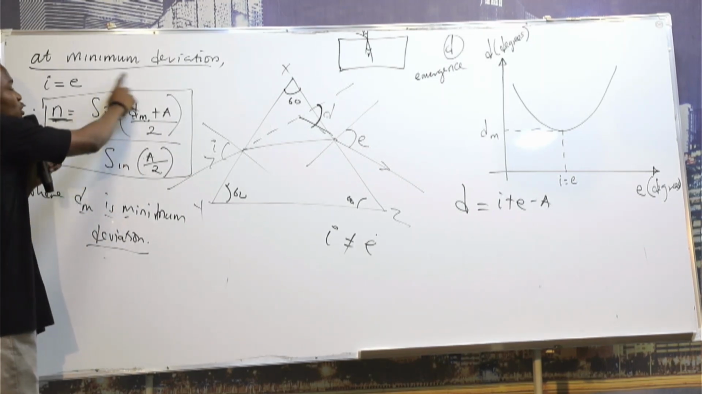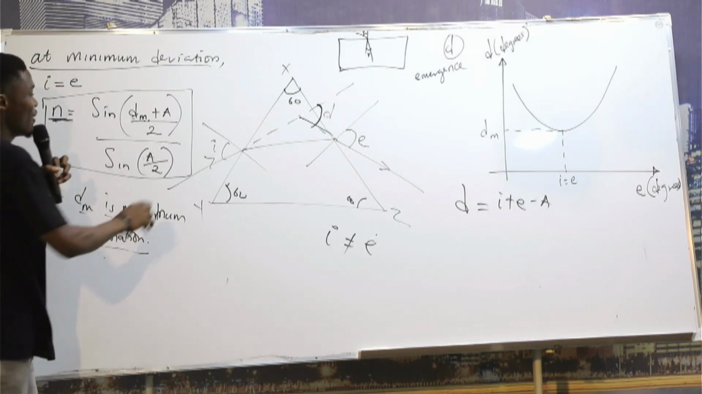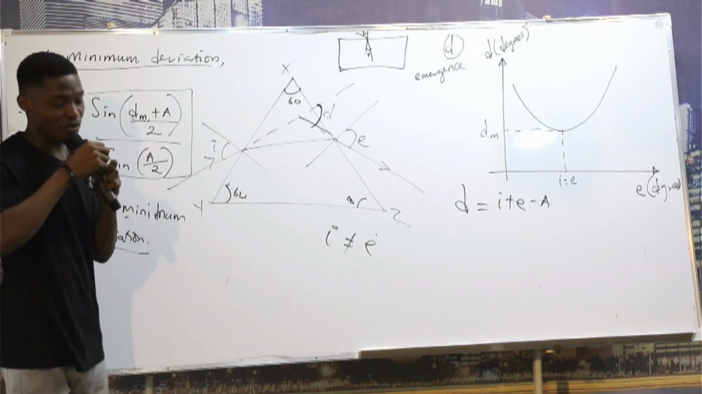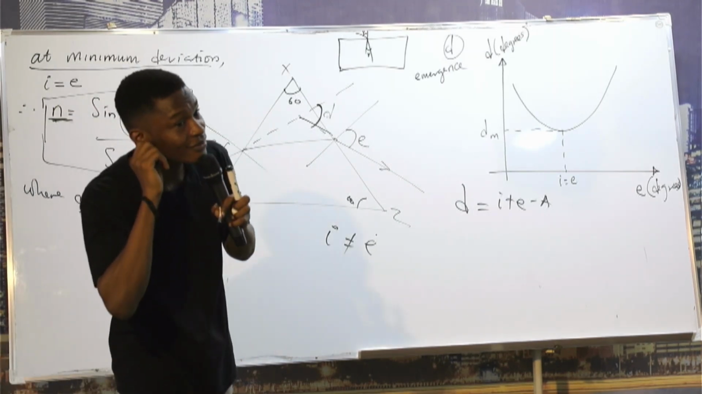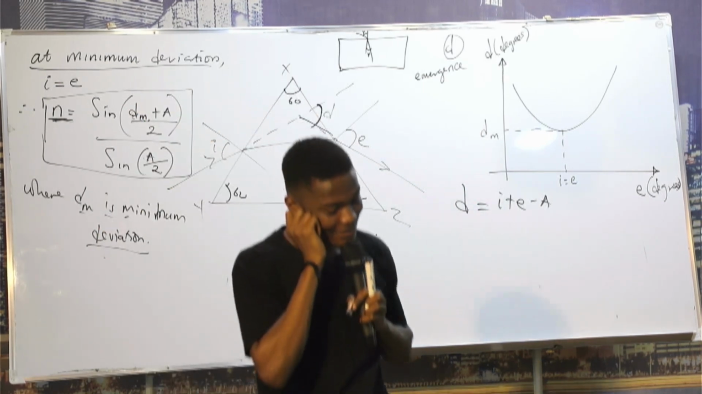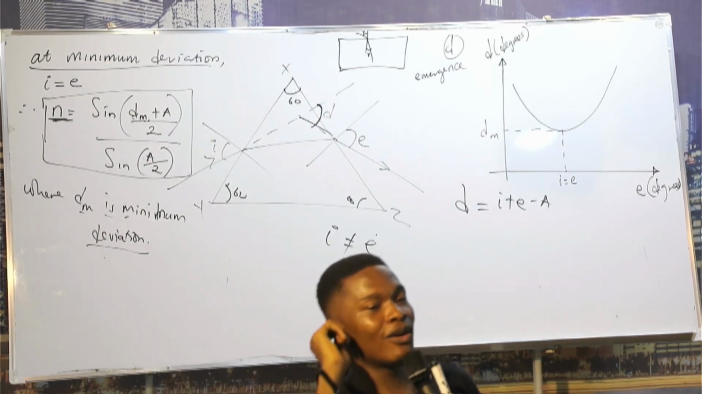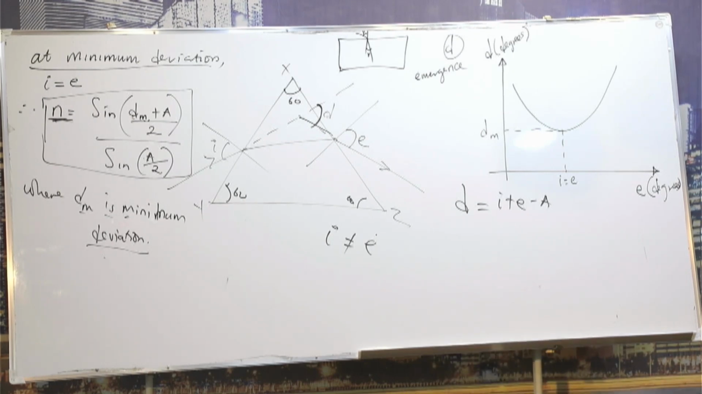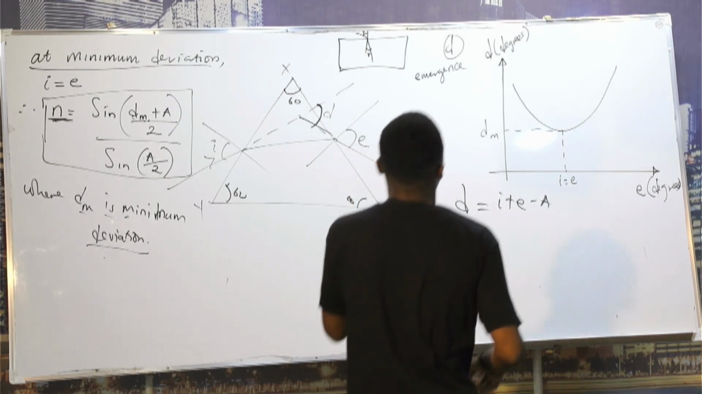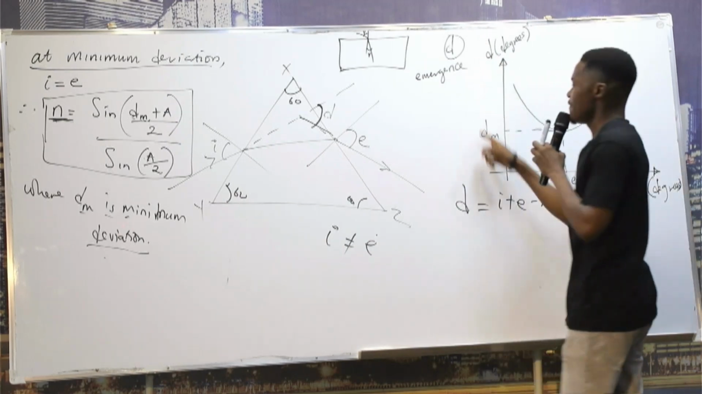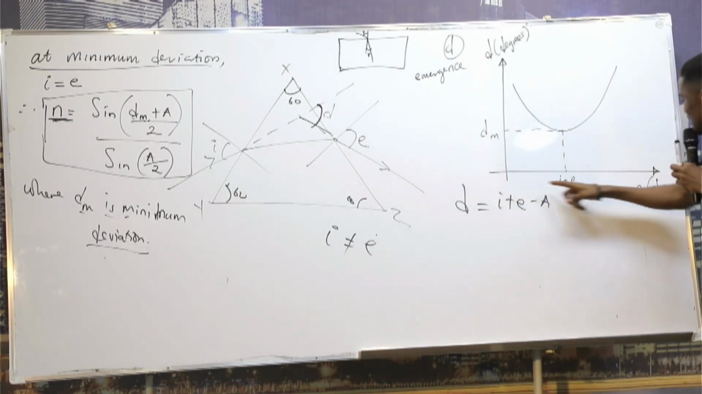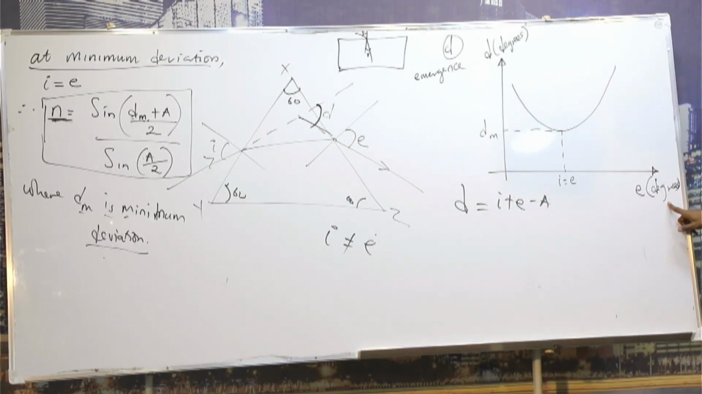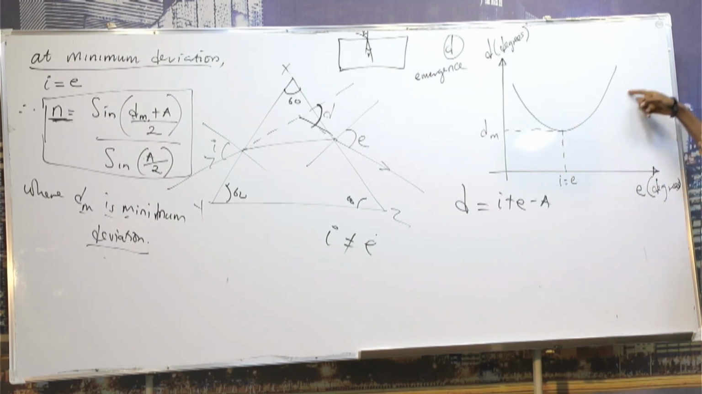So this formula is used for calculating refractive index for a triangular prism. Did I say rectangular prism? What did I say? Triangular prism. As simple as that. Now, if we plot a graph of deviation on the vertical axis against the emergence on the horizontal axis, this is the kind of graph we will have.